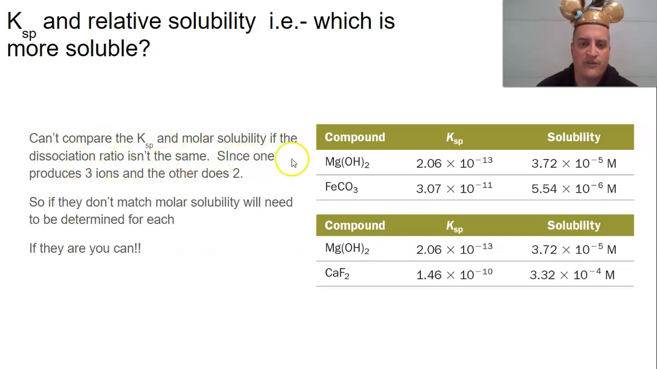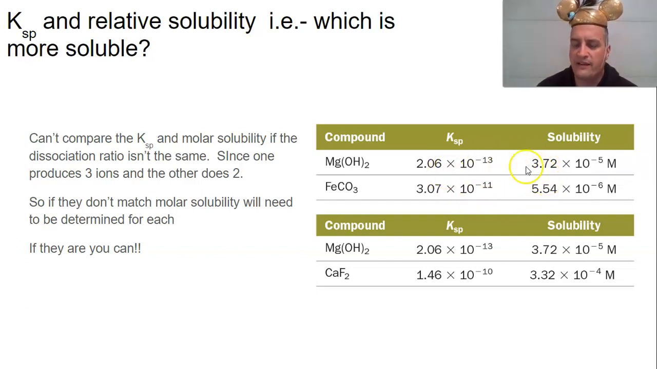Let's for example, this one produces 3 ions, 1 magnesium, 2 hydroxides, compared to this one, which has 1 iron and 1 carbonate. So the Ksps are very close. And if you looked at Ksp, you might think this one is less soluble or more soluble because it has a lower negative exponent. Kind of the way to think about it. But we see that this one actually has a higher solubility overall.